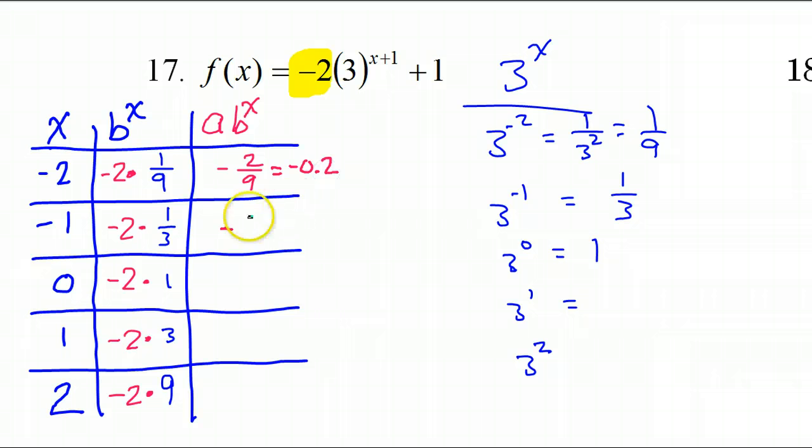And then this is going to be -2/3, which equals -0.7 about. And of course this will just be -2 and -6 and -18. So these are the values we must graph. Let's see, can I move this over? No. Good enough.